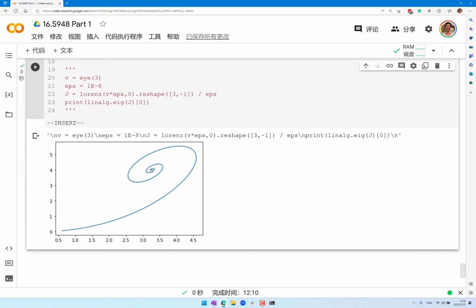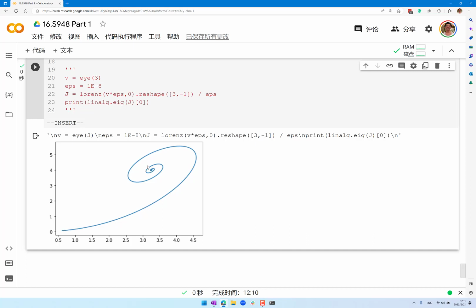So just from the trajectory, can you categorize what kind of fixed point this looks like? Yeah, it's a stable spiral, right? So what do you think the eigenvalues are like over here? Yeah, a complex pair with a negative real part.